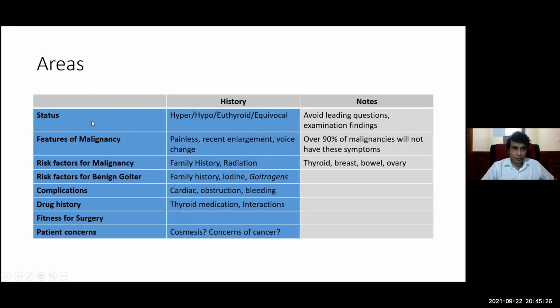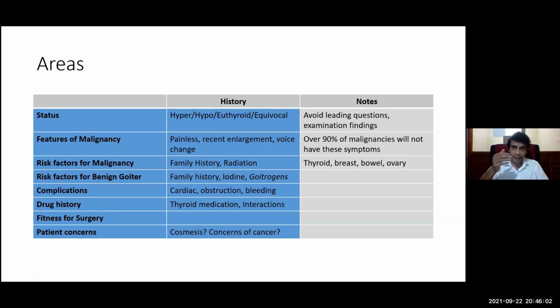Okay, right. So what I wanted to say is, if you just divide your history into these areas, find out the status, see whether there are any features of malignancy, ask for risk factors of malignancy, risk factors for benign goiter, any complications, ask about the drug history, fitness for surgery, patient concerns. If you break it into those areas, then within about 4 or 5 minutes, you have asked everything that you need as an overall safe history, right? So that's an easy way to structure your history.